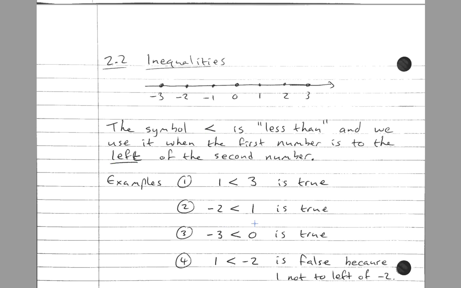Example 2, does this make sense? Negative 2 is less than 1. Isn't 2 bigger than 1? Well, here's negative 2, and it is to the left of 1. So this is true. Also, negative 3 is less than 0, and negative 3 is to the left of 0.